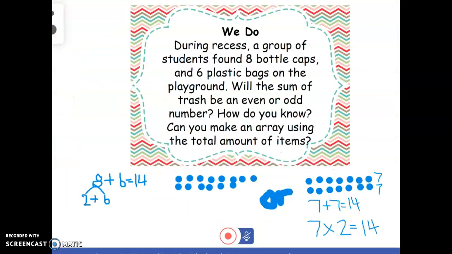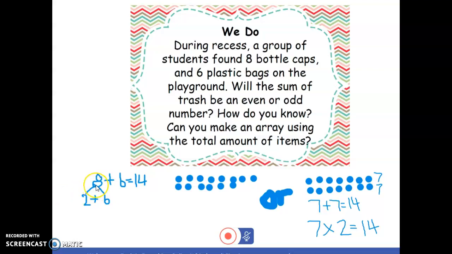Alright guys, let's go over what we do. During recess, a group of students found 8 bottle caps and 6 plastic bags on the playground. Will the sum of the trash be an even or odd number? How do you know? Can you make an array using the total amount of items? Again, the first thing I'm going to do is add up 8 and 6. I need to find my sum so that I can know whether it's odd or even.